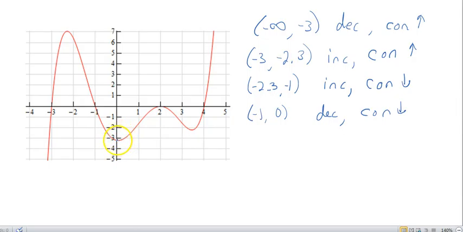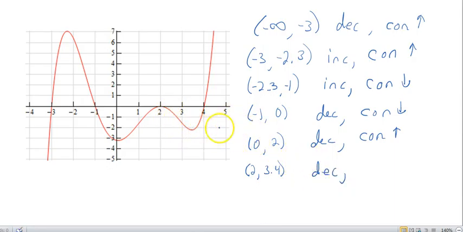From 0 to 2 would be my next section. It's again below the graph, so we're decreasing. And it's an uphill section, which means the original would be concave up. From 2 to about 3.4, I'm going to say, we are below the x-axis, so that means the original is decreasing. And this is going downhill, so the original is concave down.